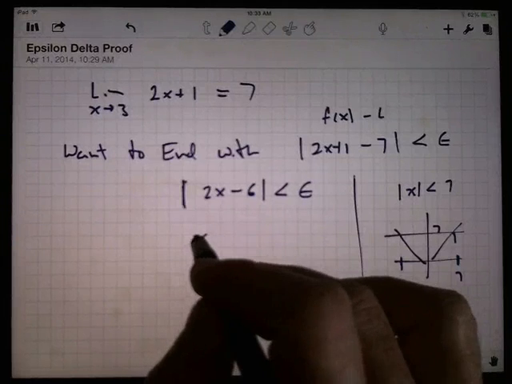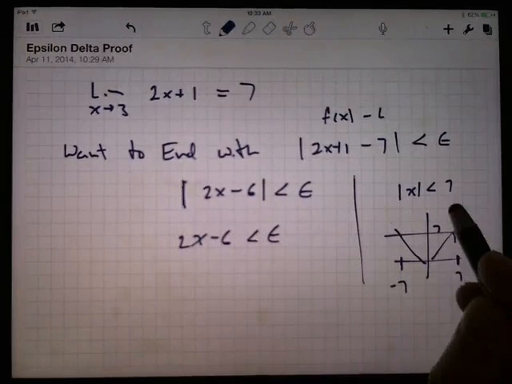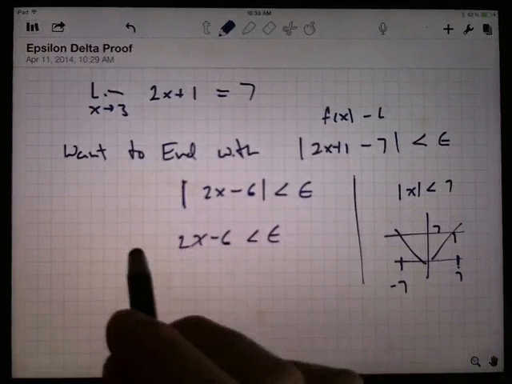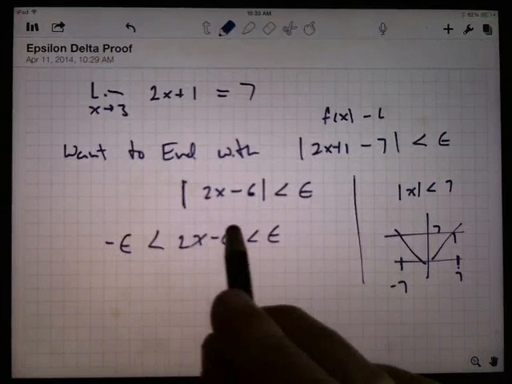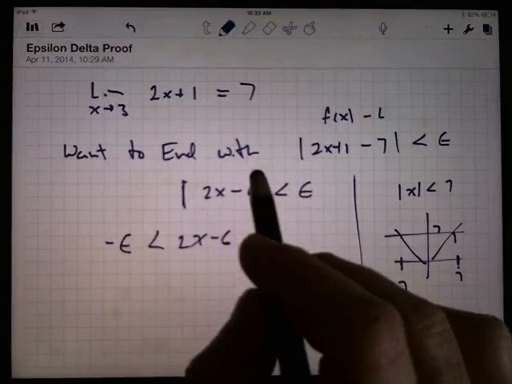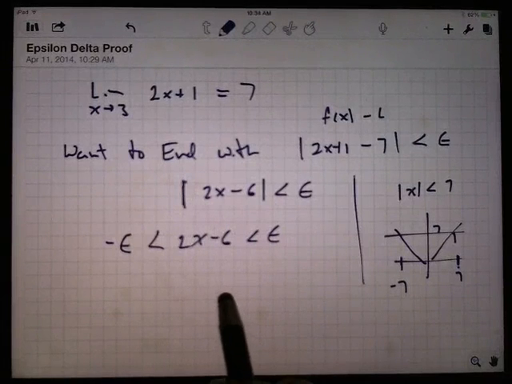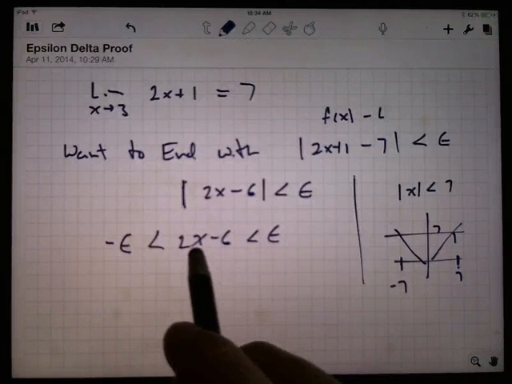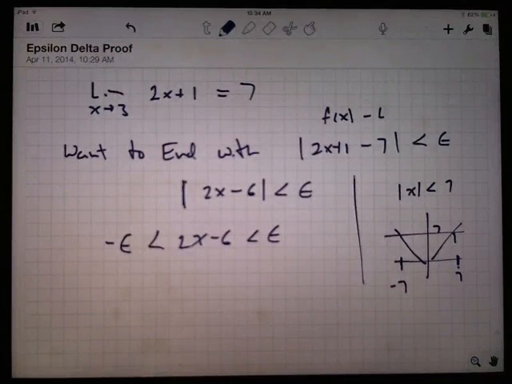Well, when this number, 2x minus 6, is less than epsilon, playing the role of 7 here, or bigger than negative epsilon. So I need 2x minus 6 to be somewhere between minus epsilon and plus epsilon, so that when I take the absolute value it will be less than epsilon. Now I'm going to figure out what x values here are important.